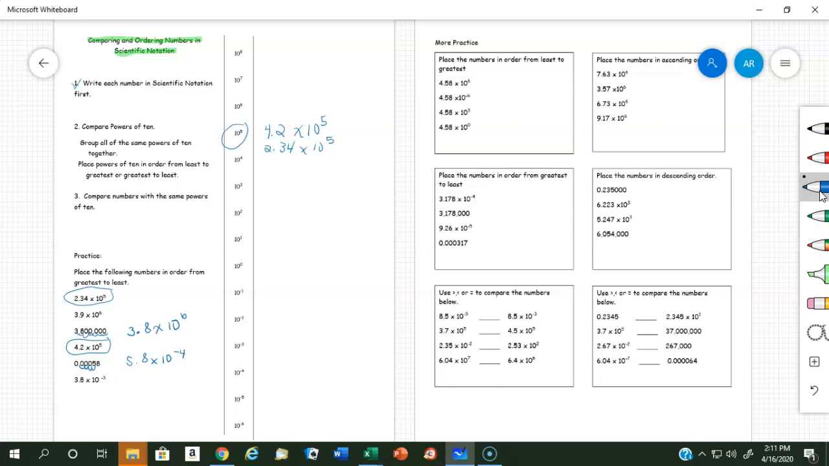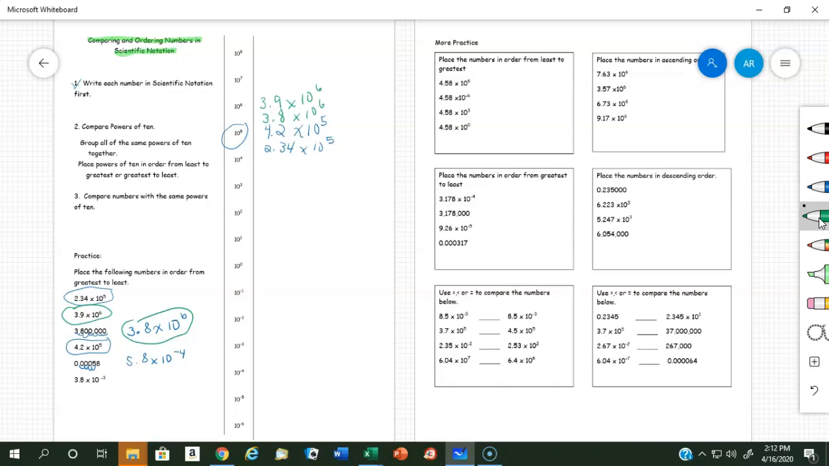Now I'm going to look and see, I have two that are 10s to the 6th. Let me go ahead and change the color of my pen. Let's do these in green just so we can see the difference. So I have a 3.9 times 10 to the 6th and then 3.8 times 10 to the 6th. Well, 3.9 is bigger than 3.8, so let me stack it up. So I'm going to do 3.9 times 10 to the 6th and 3.8 times 10 to the 6th.